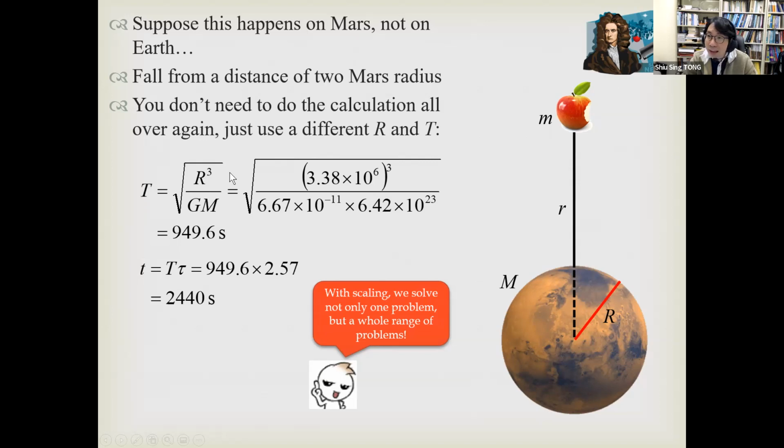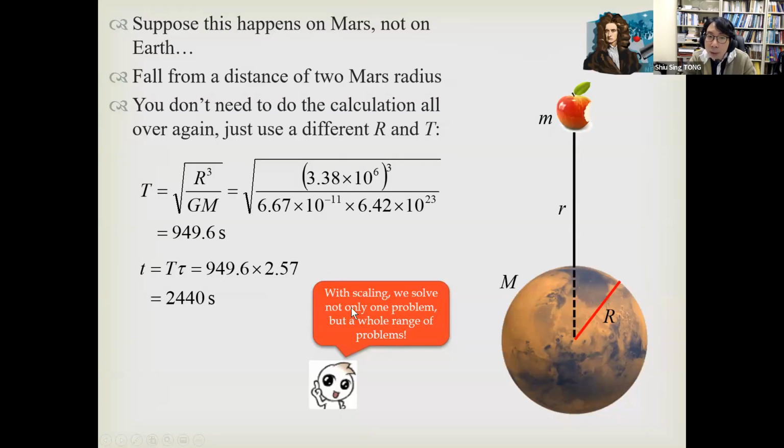Now the R becomes the radius of Mars, not the radius of Earth. And the T will change accordingly because the R changes, and also the mass now refers to the mass of Mars. So we put in all the parameters, the radius of Mars and the mass of Mars, and we now calculate a new time scale, which is different from the time scale capital T that we found previously for Earth. With this new time scale, I can calculate the new time. The new time will be 2440 seconds.